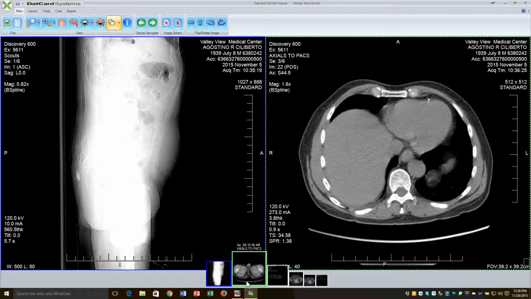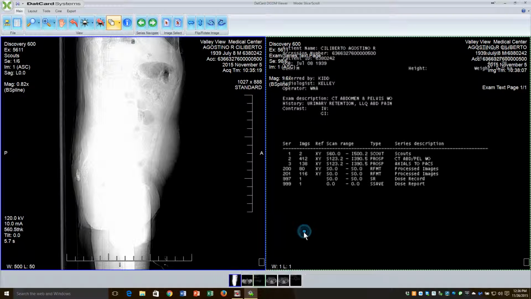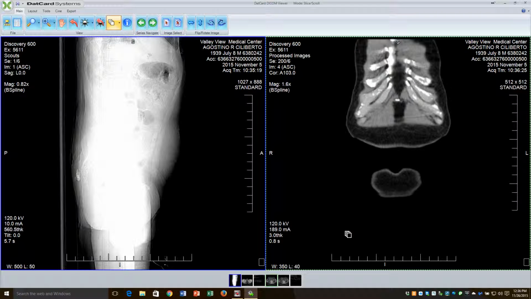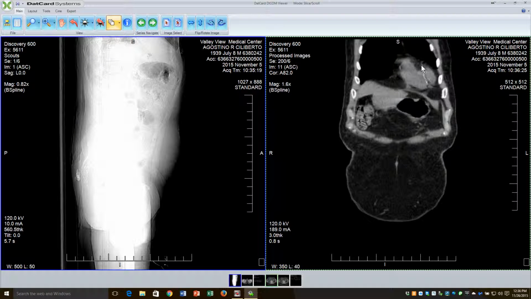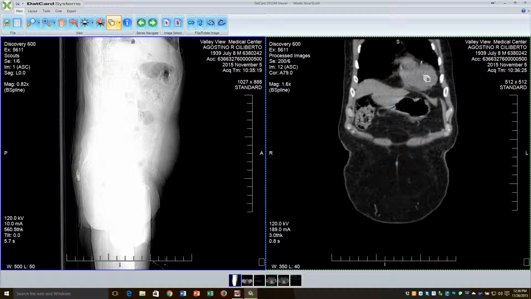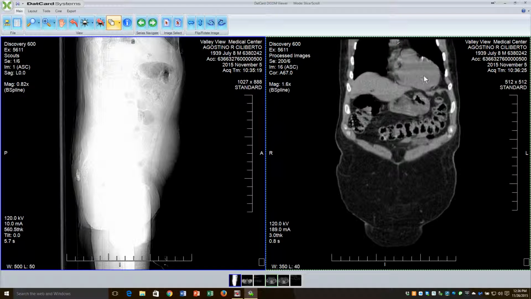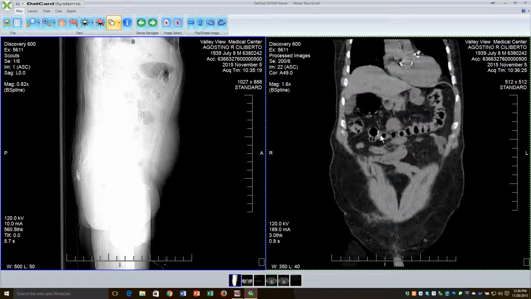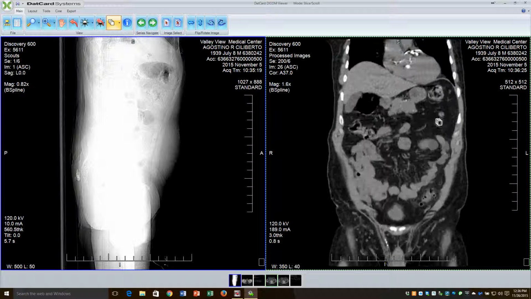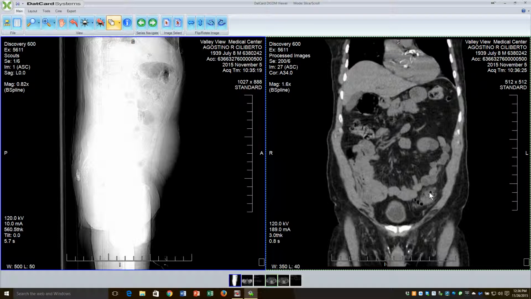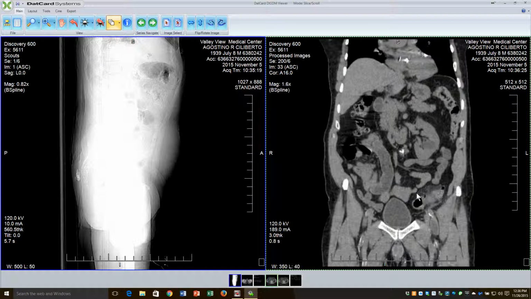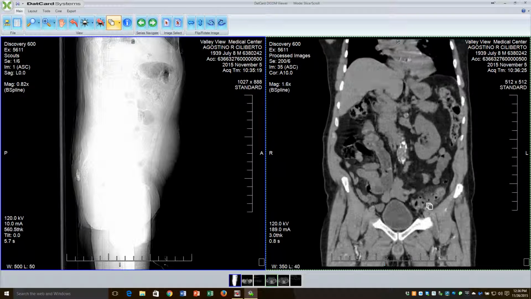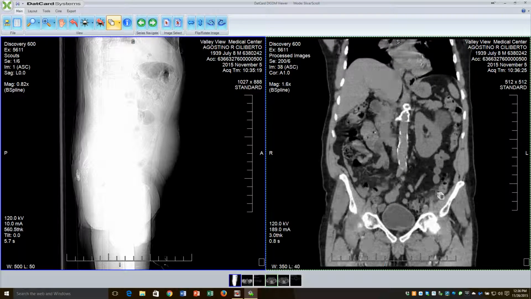So let's take a look at another view here. Here we're looking at a coronal view. Here's the calcifications in the heart, in the coronary vessels. This looks like it's in the left anterior descending, so he's at risk for heart disease here. Transverse colon here. And then as we move, we can see the area of sigmoid diverticulosis and diverticulitis here. This sort of haziness that you see in the fat right here.